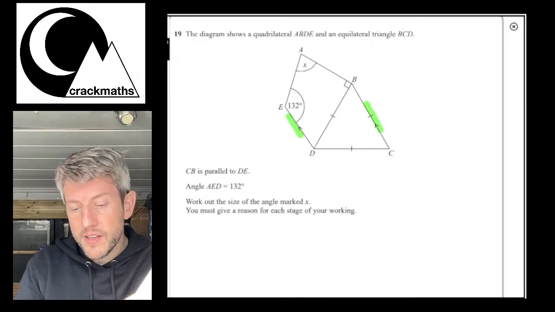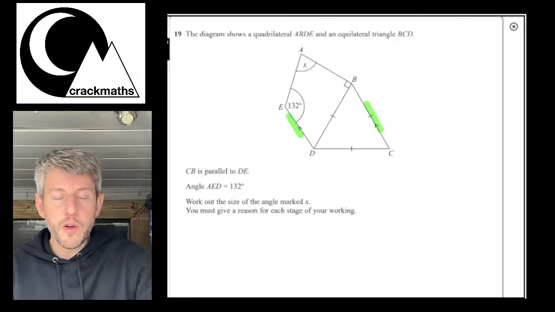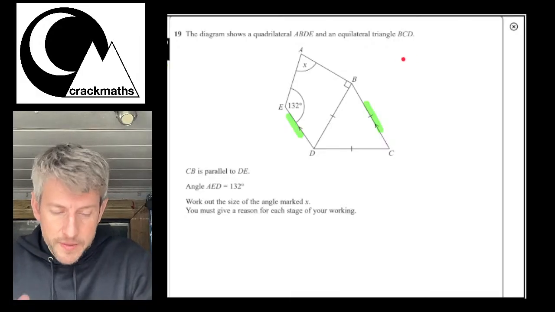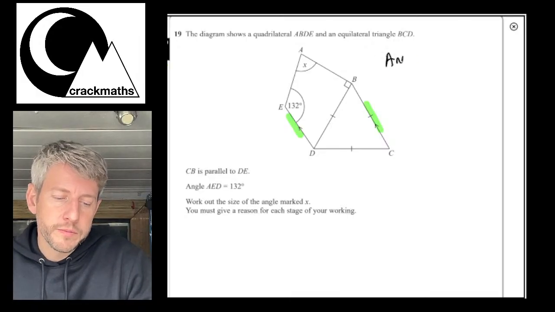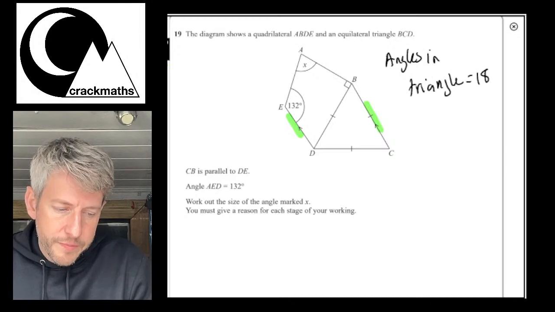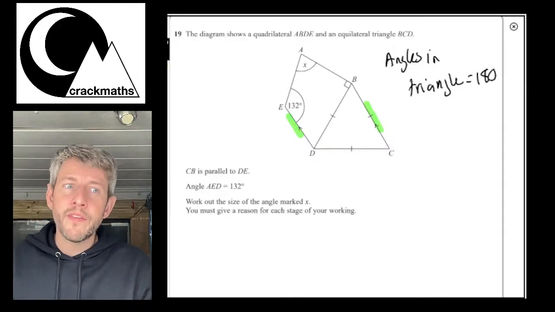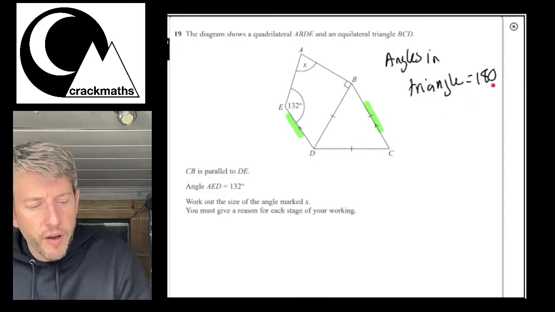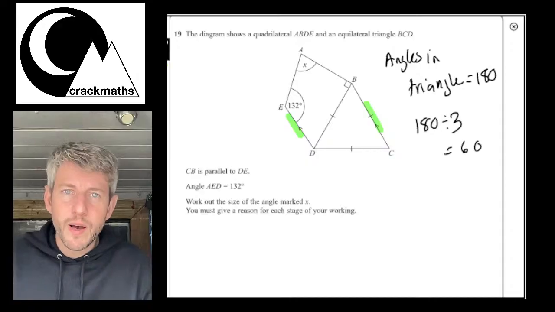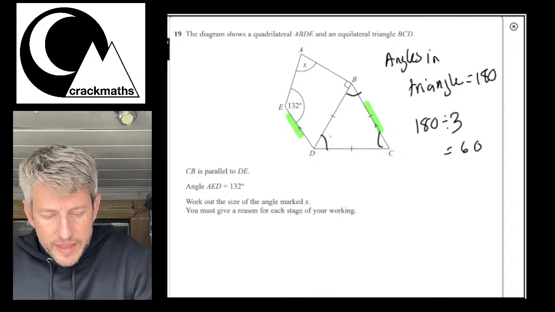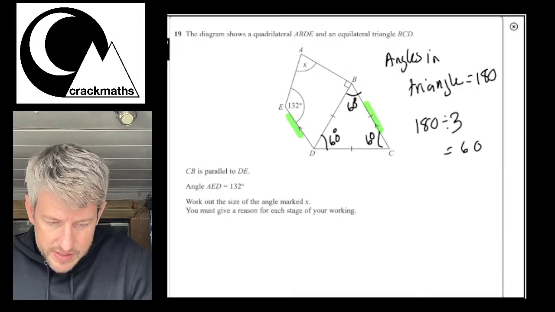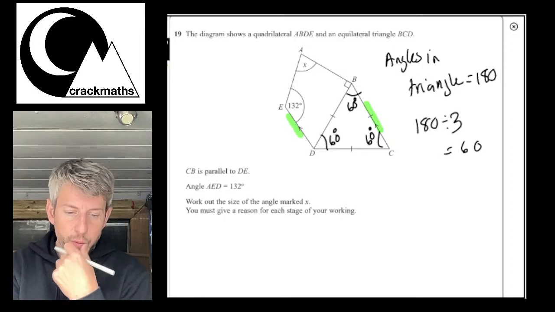So, first things first, this is an equilateral triangle. If all the angles inside a triangle add up to 180, so angles in a triangle equal 180. Then, if all the angles in the equilateral triangle are the same, we can just divide this by 3, and that equals 60. And that tells us the size of every angle in the equilateral triangle. So that's 60 degrees, that's 60 degrees, and this is 60 degrees. Okay, so therefore we've got some information there.